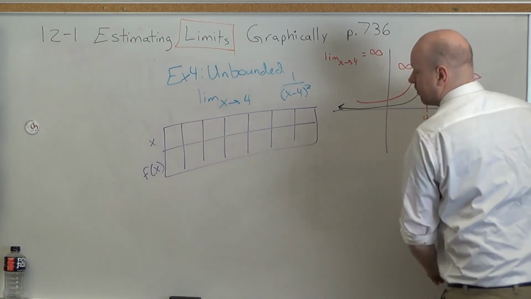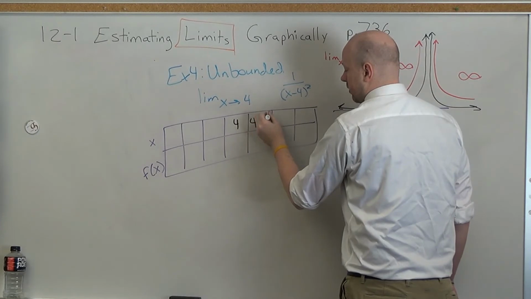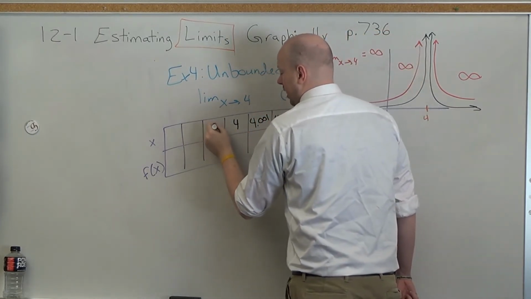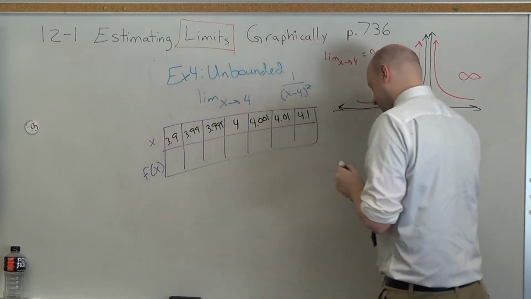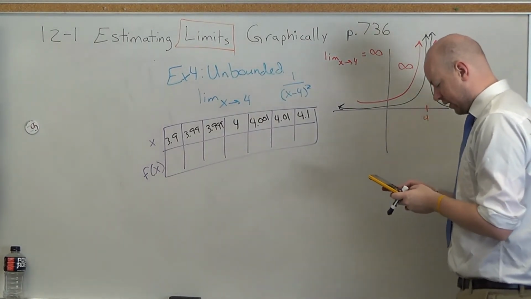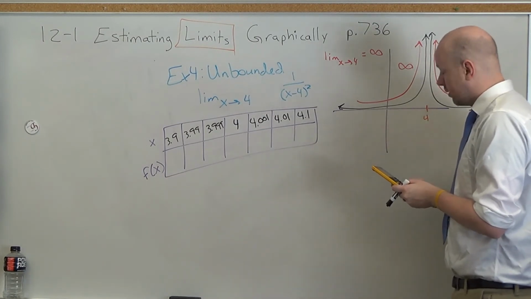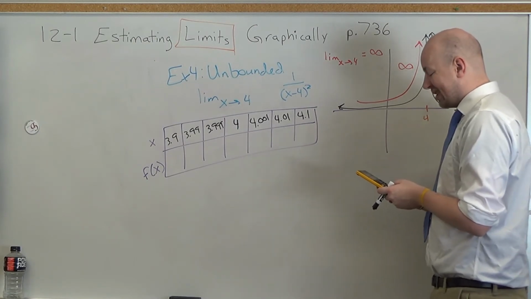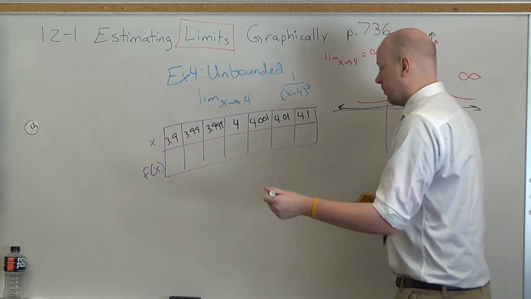So my test value, pretty easy, 4, then I get 4.001, 4.01, and 4.1, 3.999, 3.99, and 3.9. Okay. So I can just type some of those things into my calculator. Let's see. 3.9 minus 4 squared would give me 0.01, and then 1 divided by 0.01 is going to give me 100.